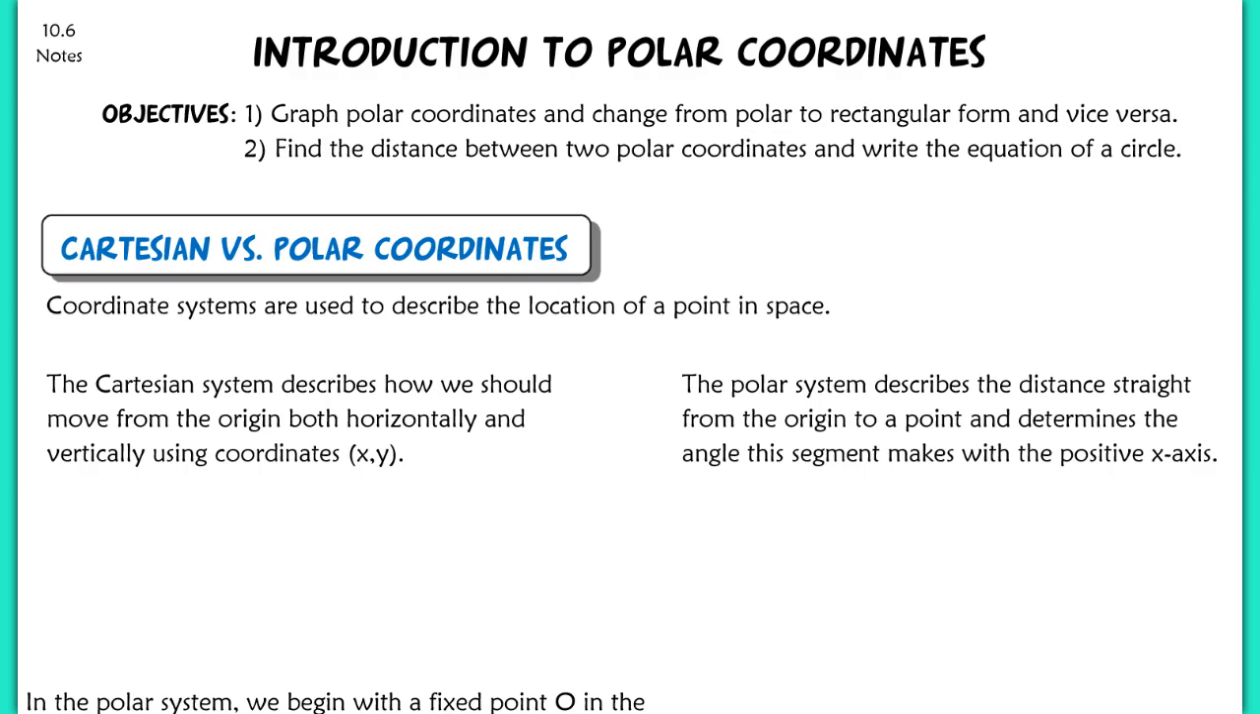But what we're going to do is graph polar coordinates, and we're going to change from polar to rectangular form and vice versa. We're also going to find the distance between two polar coordinates, and we're going to write the equation of a circle in polar form.